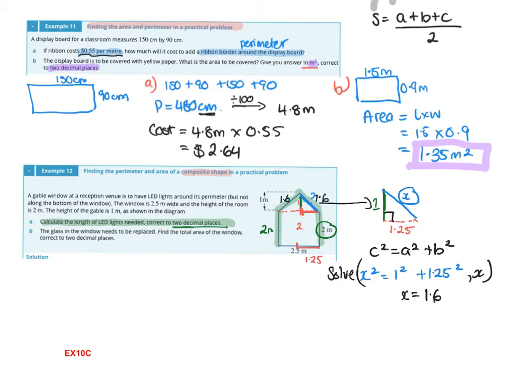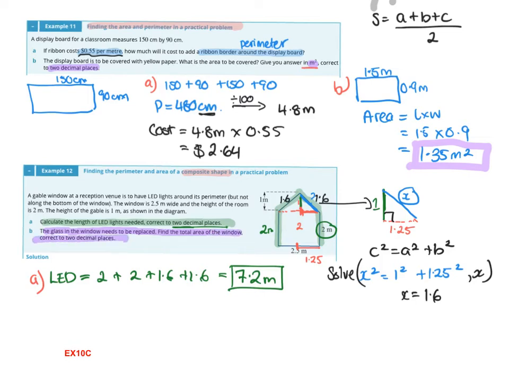So if I go back to my question, they want to know the perimeter of the LED, so the LED we need is, we said we needed 2 plus 2 plus 1.6 plus 1.6, which equals 7.2 meters. The glass in the window needs to be replaced. Find the area of the window to 2 decimal places.